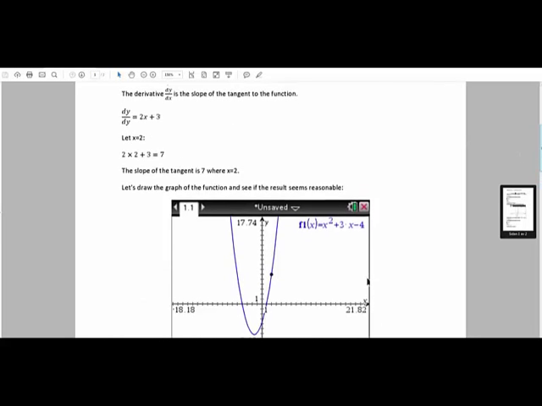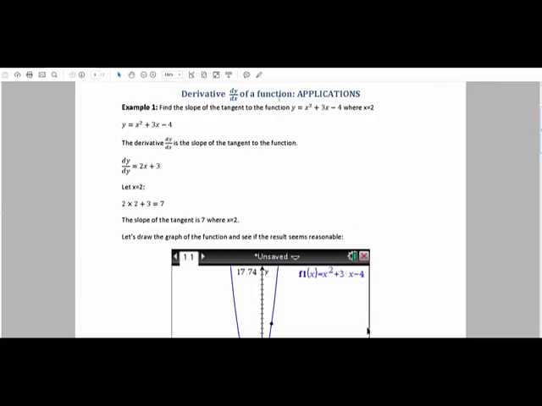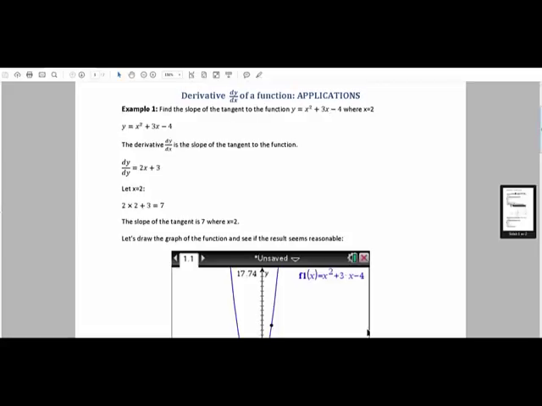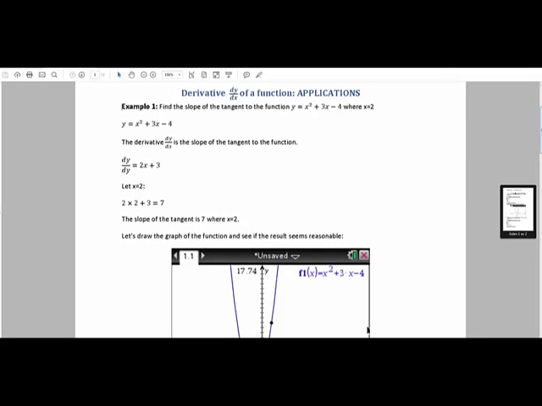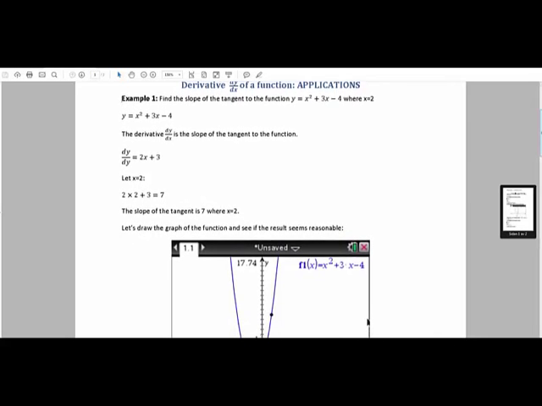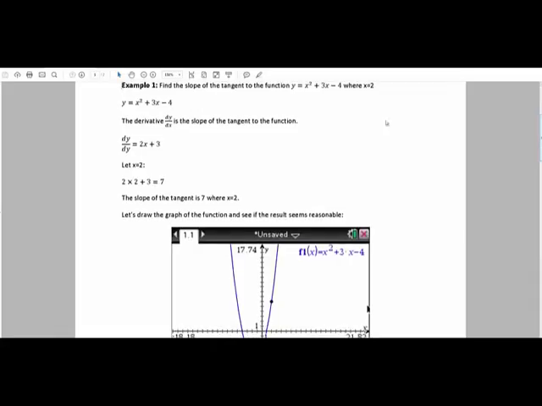Okay, let's have a look at the question again. Find the slope of the tangent, which is this line, to this function where x is equal to 2. Okay, so with algebra, this is how we would do it. First, we have to find the derivative of this function. This is a polynomial function.